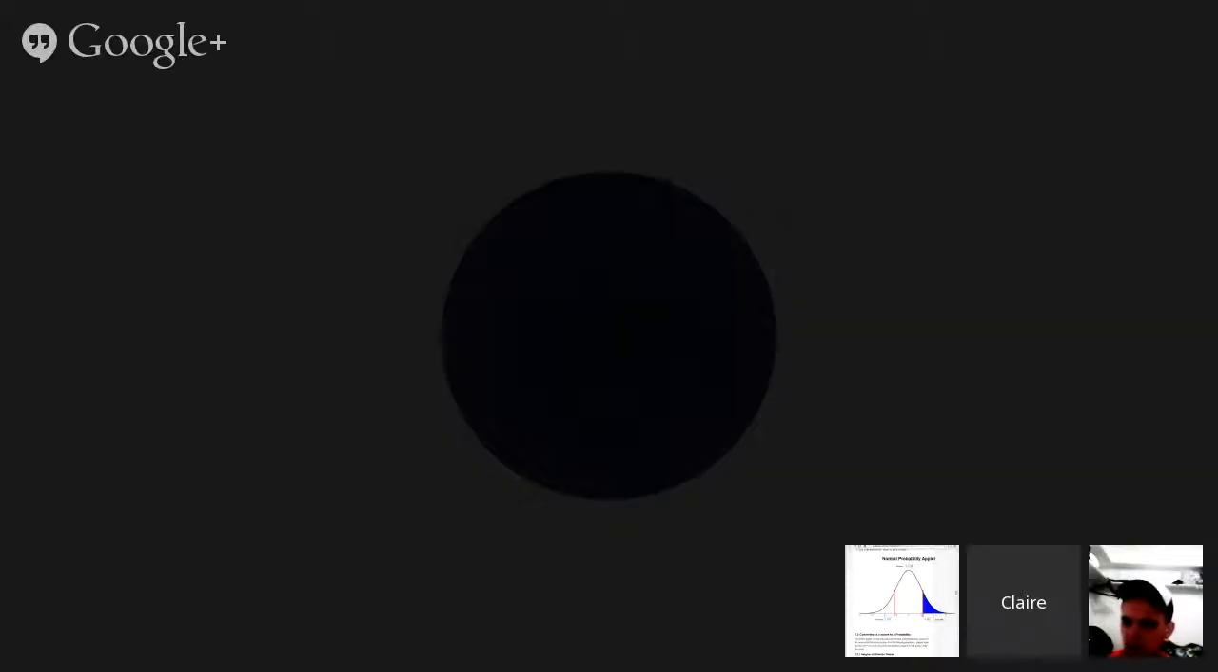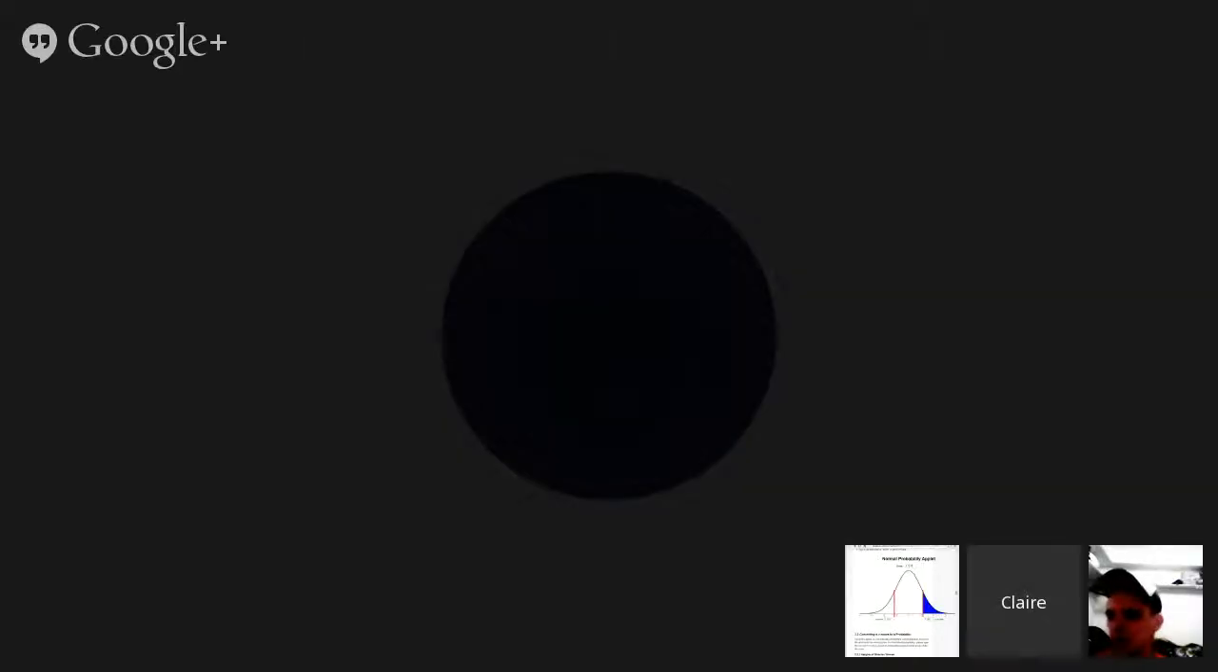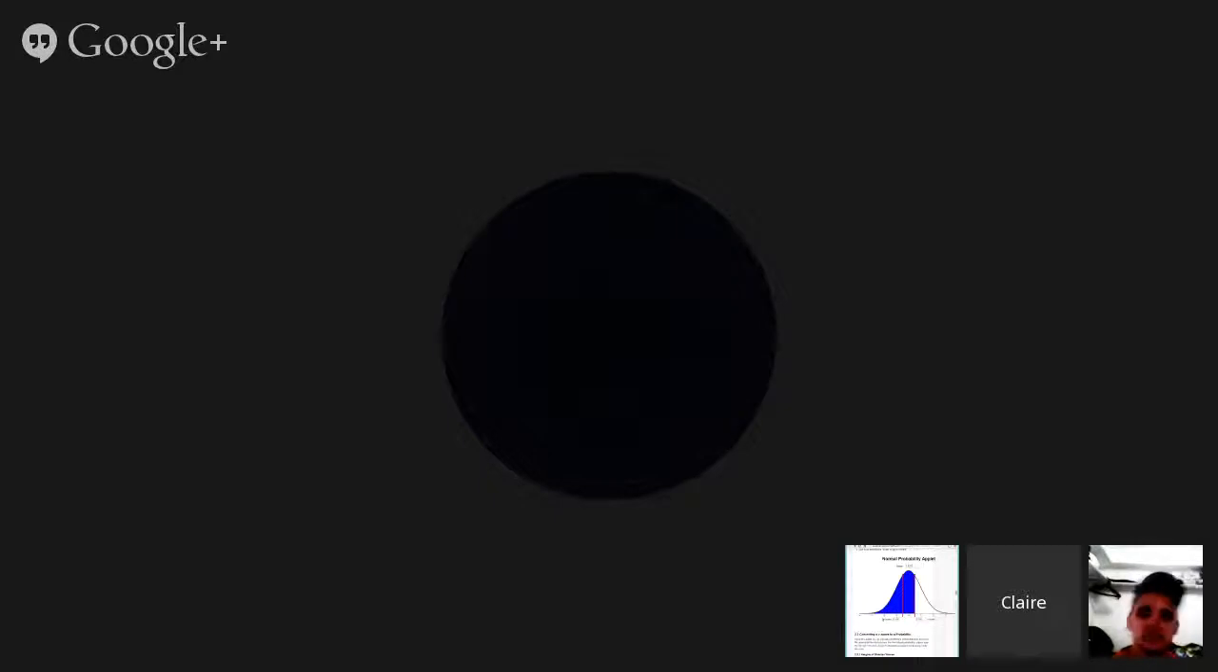Okay, everyone get it? Okay, so I got 0.1216, right? Yeah, that's what I got too. Okay, and then for C, it says what's the probability that it will be less than 2,500? So I just took 1 minus what we just did. Yeah, exactly. Cool.